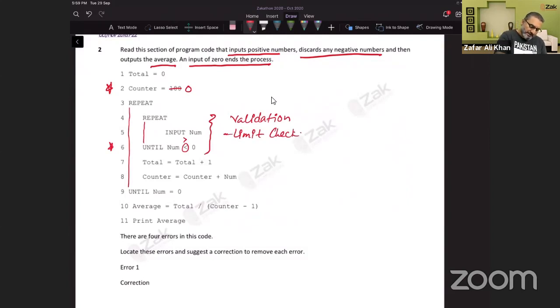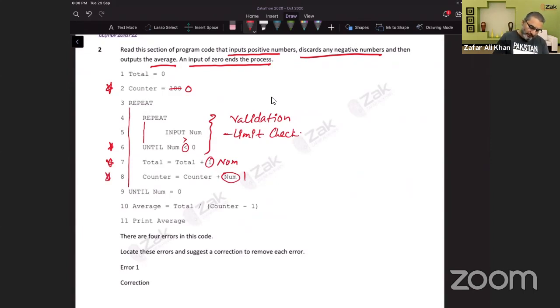Total is equal to total plus 1 is wrong. Total has to be total plus the input, so it is being added to the input. Counter is equal to counter plus 1. Total is added to the variable, and counter is added to 1.